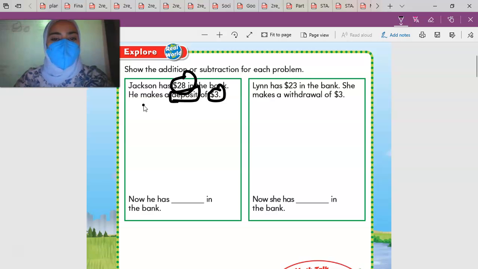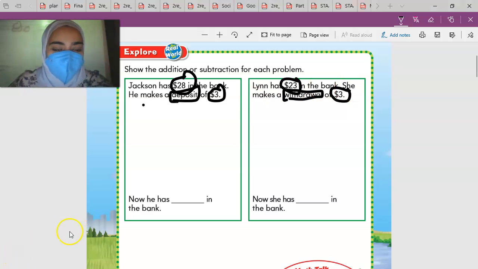Very good. So I want you to go ahead and solve the first two, Jackson and Lynn. Do the same thing. Lynn has $23 in the bank. She makes a withdraw, highlight the word withdraw, of $3. Solve how much money they have in the bank, please. Go ahead and pause the video now.